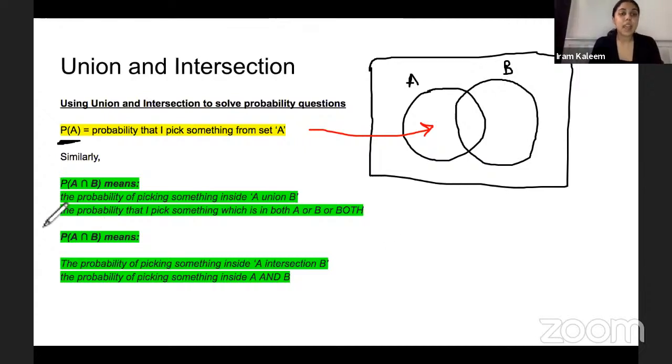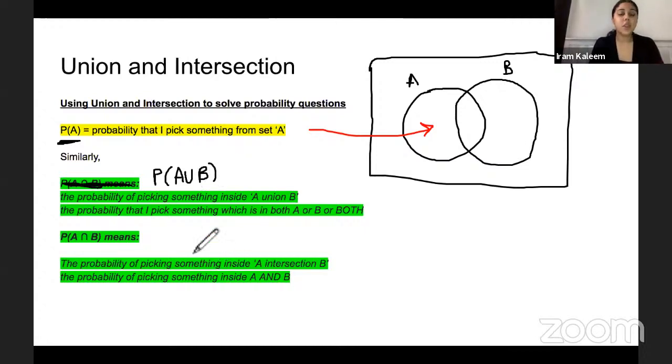Similarly, if you have this notation here, which is P of A... oh, I see what's happened here. Okay, so what I'm going to do is quickly correct this. That means I put the intersection twice here. So now we've got the correct definition.